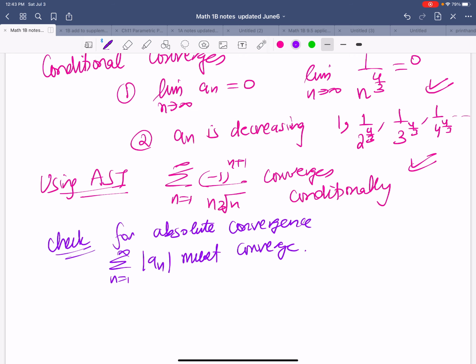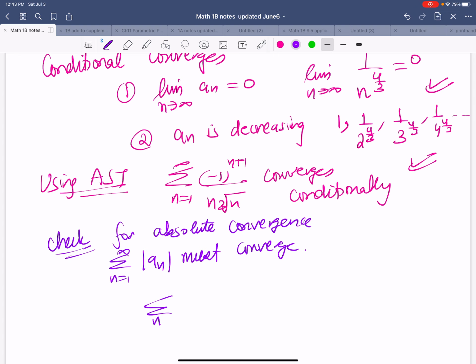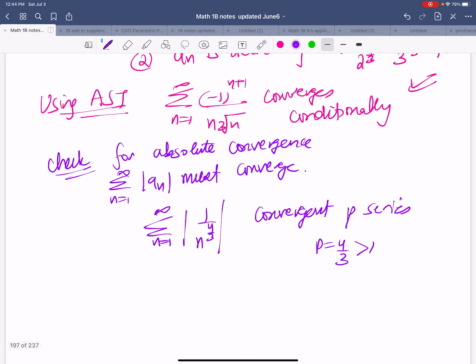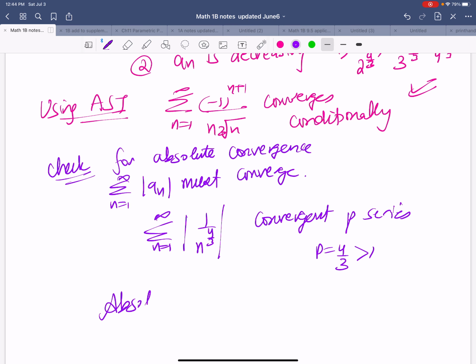Now let's see if that's the case here. The summation from n equals 1 to infinity of the absolute value of a of n, which is 1 over n to the power 4 over 3. This is a convergent p-series, because your p value is 4 over 3, which is greater than 1. Thus, we do have absolute convergence in this case.